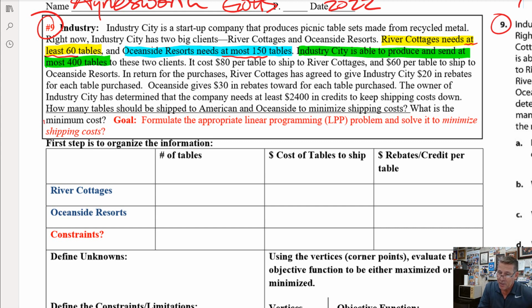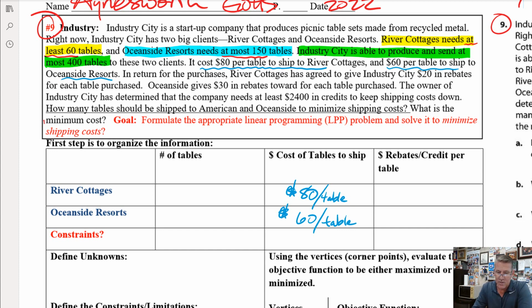It costs $80 per table to ship to River Cottages and $60 per table to ship to Oceanside. So now we know the shipping costs, and we can fill that out as we go. Right here it says it costs $80 per table for River Cottages, and it also says $60 per table to Oceanside. As we read the problem, we can fill out the table a little bit. It's not that hard. This is the easy part, actually. Transforming them to inequalities, that's the more challenging part.